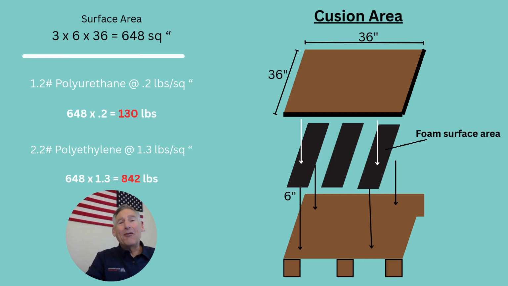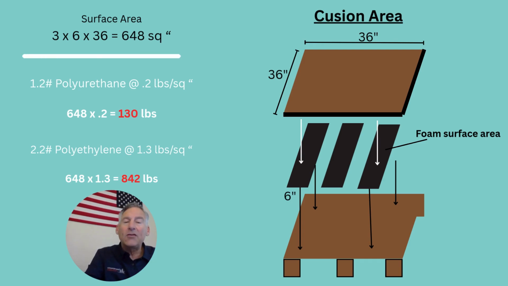Here's an exercise in calculating the proper load. First, you have to determine the amount of cushion area that you're going to have, strictly determined on the surface area. So here in this example, we have 3 pieces of 6-inch by 36-inch foam. So as you can see, that's a total of 648 square inches. So with those 648 square inches, using a 1.2 polyurethane, which according to the curves, I would load at 0.2 pounds per square inch, we could cushion properly a 130-pound unit.